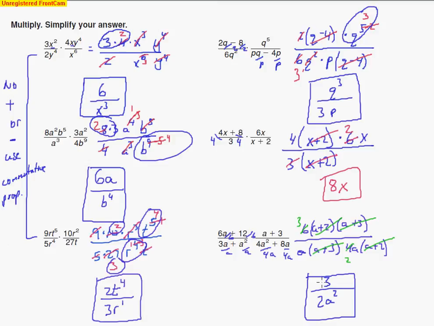So those are the types of problems you'll end up seeing on tonight's homework. Always look for, if you have addition signs, take out common factors in those binomials. If you have no addition signs or subtraction signs, you just use the commutative property and cancel out common factors. Good luck on tonight's homework.